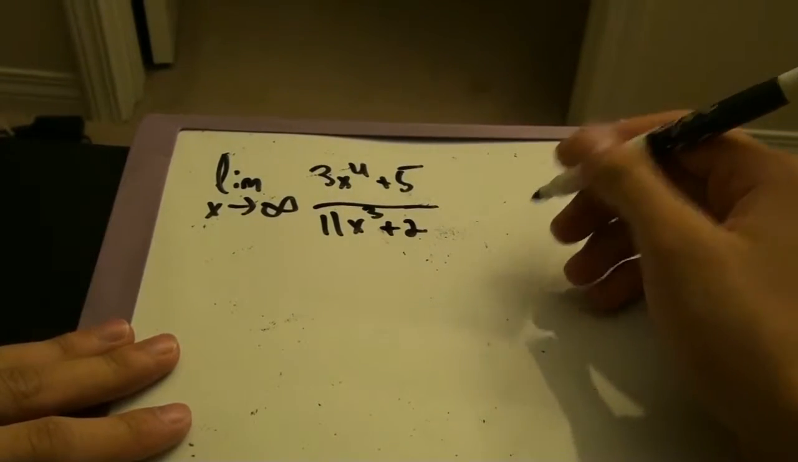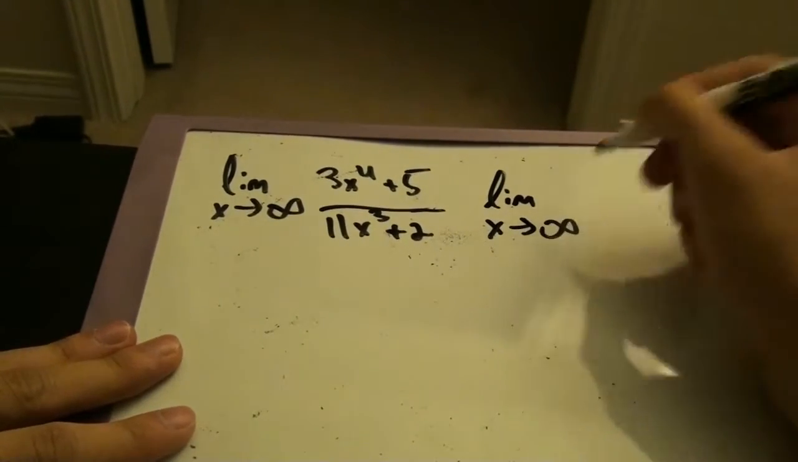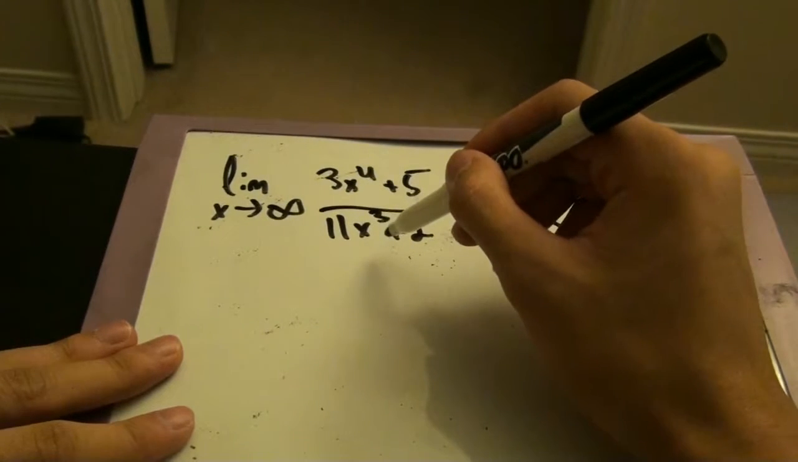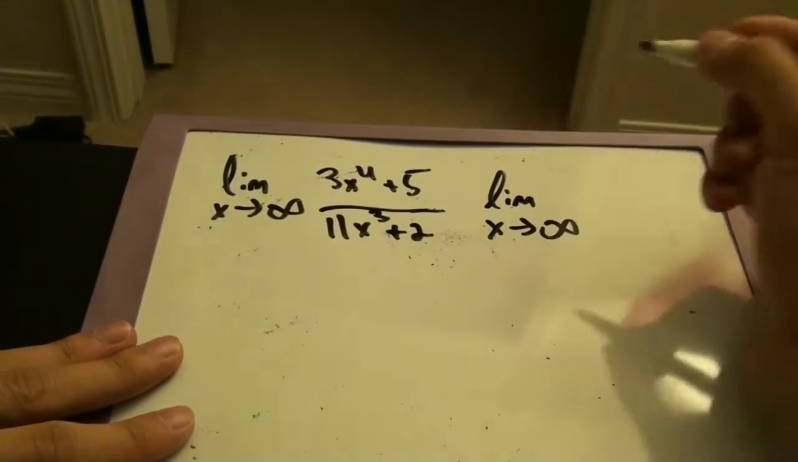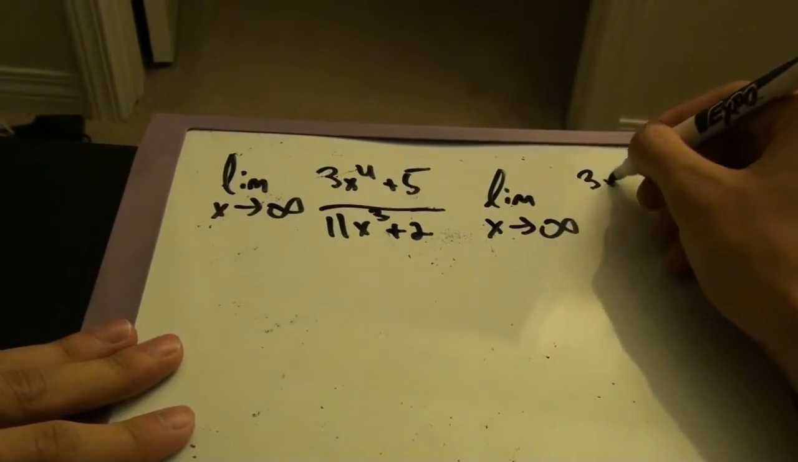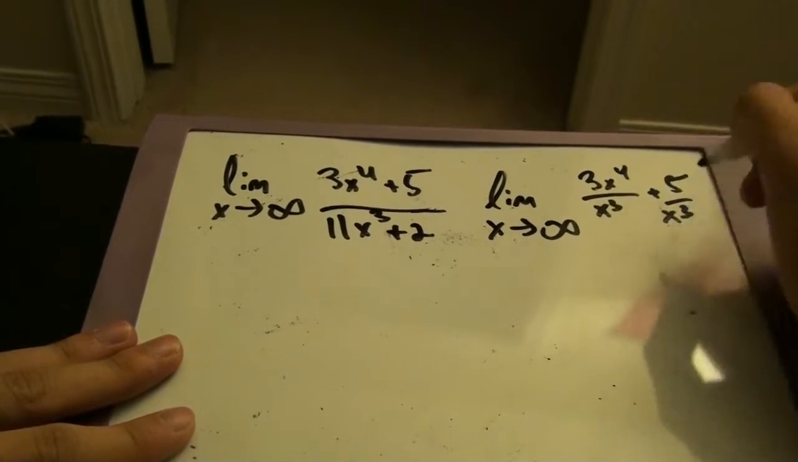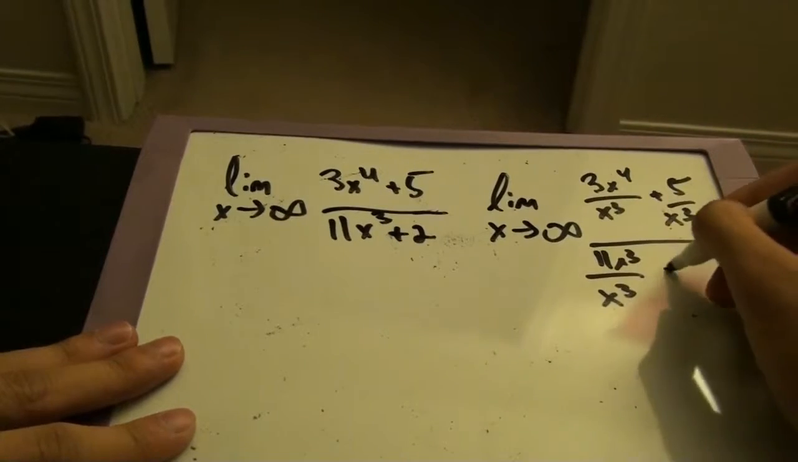Now for this expression, we're going to solve it and simplify. So if we go here, the largest power at the bottom is 11x to the third, so we're going to divide both the top and bottom by x to the third. So this is going to become 3x to the fourth divided by x to the third, plus 5 over x to the third, all divided by 11x to the third divided by x to the third, plus 2 over x to the third.